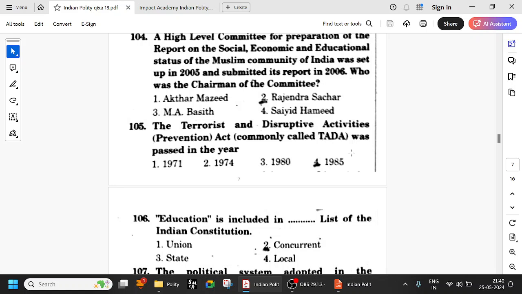So the Terrorist and Disruptive Activities Act, TADA Act, okay, very powerful act. Anything related to terrorist, okay, UAPA, TADA, and all these have lots of powers. I am not sure if they are in service now. Anyway, TADA Act was passed in 1985.